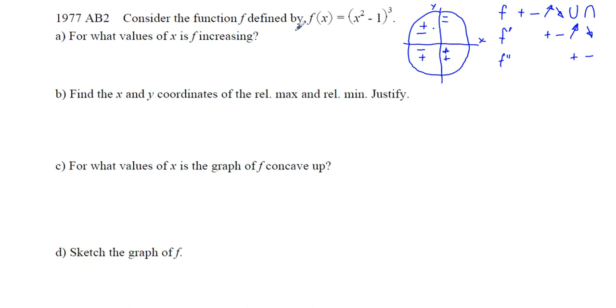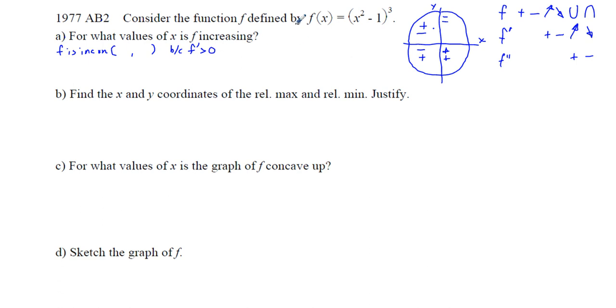Okay, consider the function f defined by f(x) equals quantity x squared minus 1, cubed. For what values of x is f increasing? Well, I'm going to put a pre-justification here. We're going to say f is increasing on a certain interval or intervals. I'm going to leave some space here. And why? Because f prime is greater than 0.